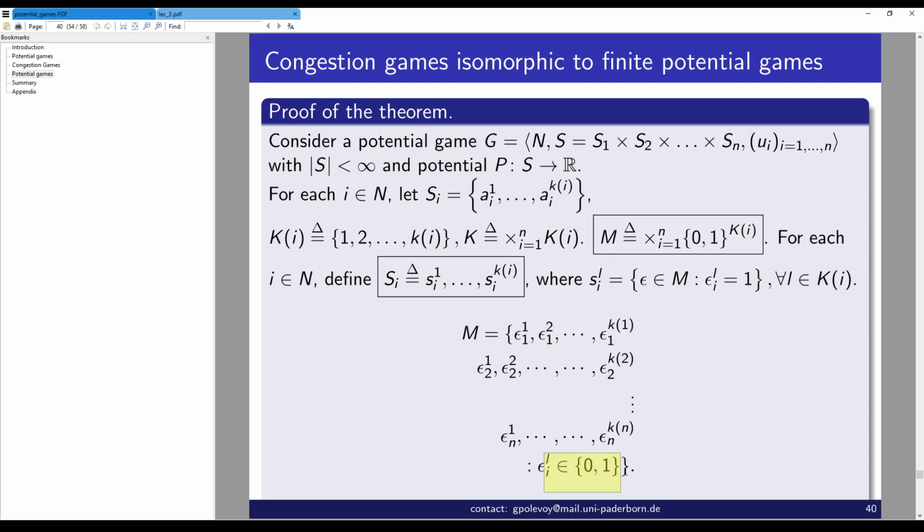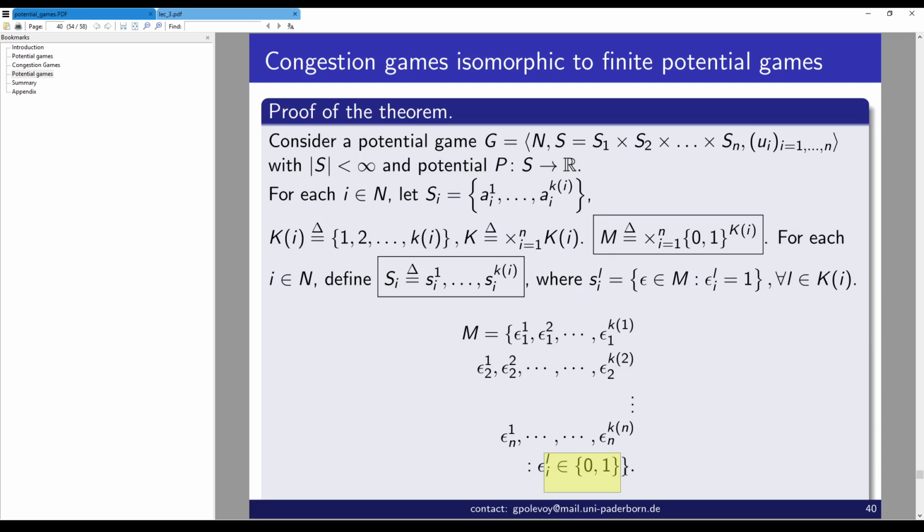And for each player, define the strategies. So what are the subsets that the player can choose? The strategies are the following ki strategies. So in the original game, player i had ki strategies. Here it has to have ki strategies. Now the strategies are defined as follows.